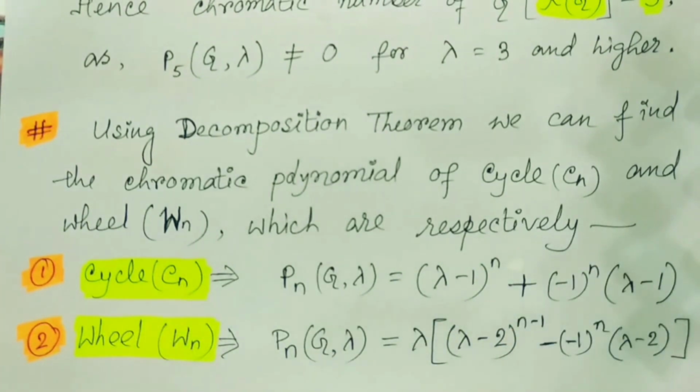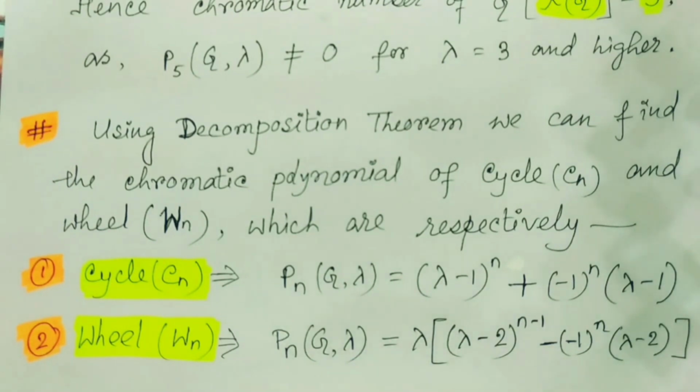In our last video, we had the chromatic polynomial of a cycle and a wheel. But how to prove that, we had not done over there. So the chromatic polynomial for the cycle is this one, and the chromatic polynomial for the wheel is this one. Both of them can be proved by using the decomposition theorem. So if you know the decomposition theorem properly, then you can easily prove these two formulas for the chromatic polynomial.